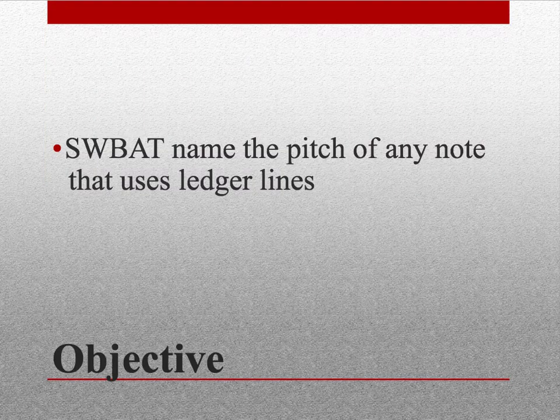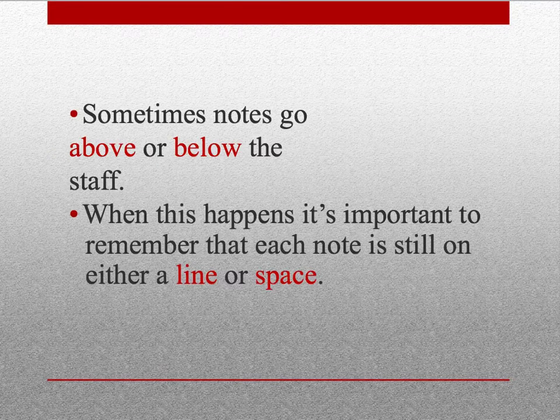Objective today, you're going to be able to name the pitch of any note that uses a ledger line. So, here we go. Sometimes notes go above or below the staff. If we have notes that are really high, they're above the staff. If we have notes that are really low, they're below the staff. Whenever it happens, it's important to remember that each note is still on either a line or a space. So in order to name the notes, we have to know which line or which space it's on. Even if it's floating up above the staff, or way down below the staff, it still has a line or a space associated with it.